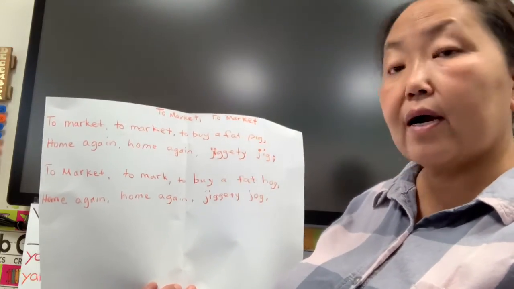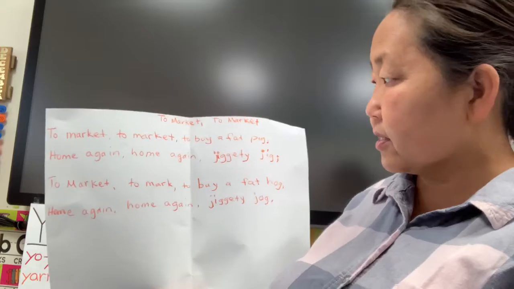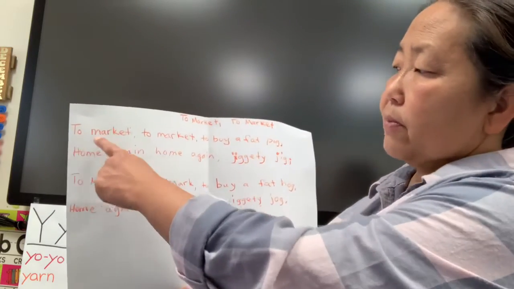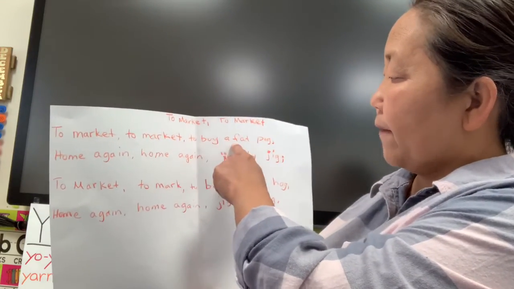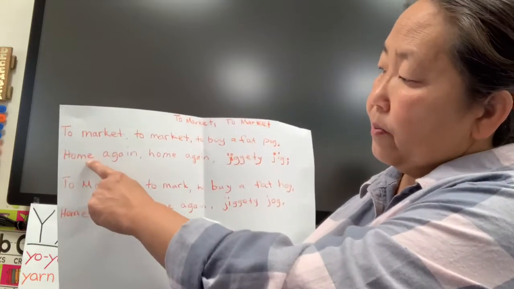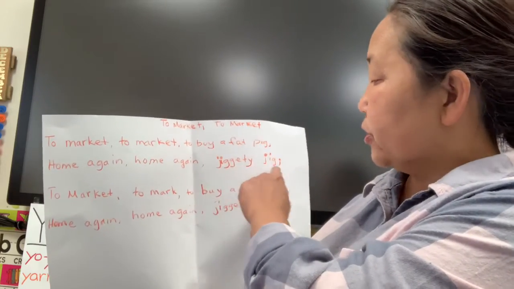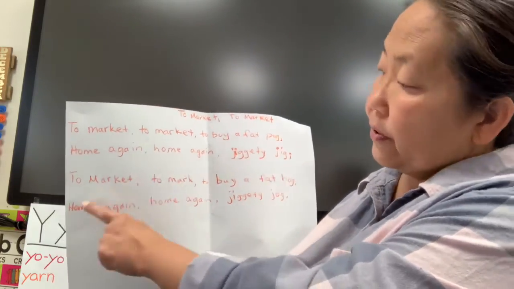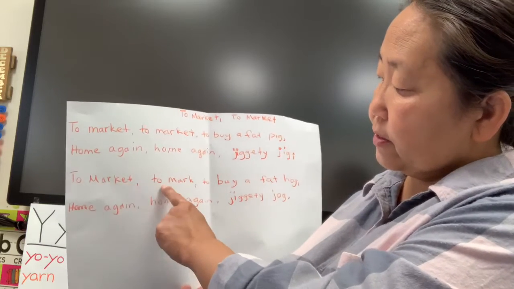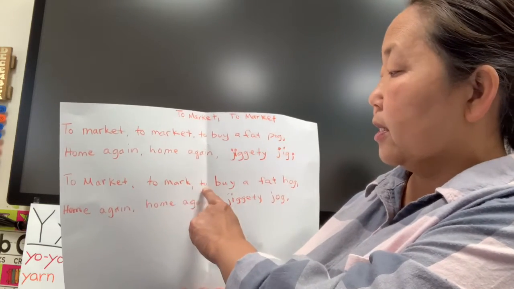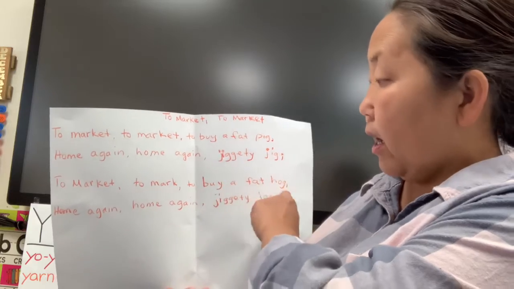Oh, wait, I forgot. We need to sing this rhyme together. To market, to buy a fat pig. Home again, jiggity jig. And so we go to the next line. To market, to buy a fat hog.